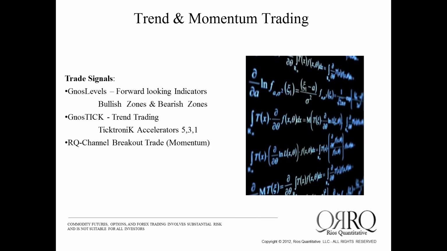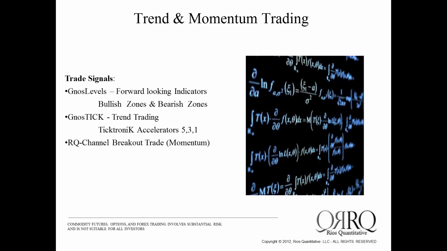The trade signals are broken into the Gnostic levels. They define the bullish zones and the bearish zones. They're forward-looking indicators. They are predictive. They set at midnight and they stay static for 24 hours. The Gnostic trend trader integrates tectonic accelerators. Let's just call them accelerators for the rest of the day.